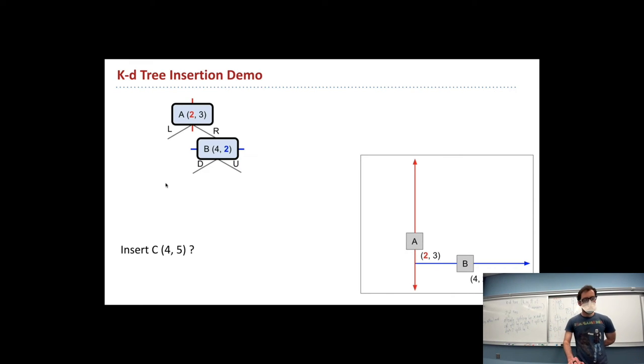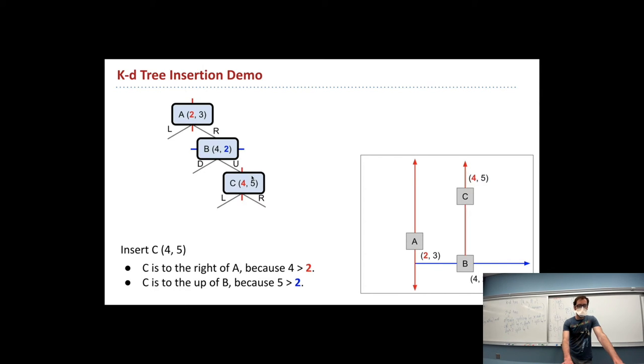All right, to walk through this, we start at A. A is an x-based node, so we compare the x-coordinate, it's greater than, we go to the right. B is a y-based node, and so we compare its y-coordinate to B's y-coordinate, it's greater than, so we go right again, and we insert C here. And because we're alternating with each level, C is back to being an x-based node. Every child of an x-based node is a y-based node, and every child of a y-based node is an x-based node.